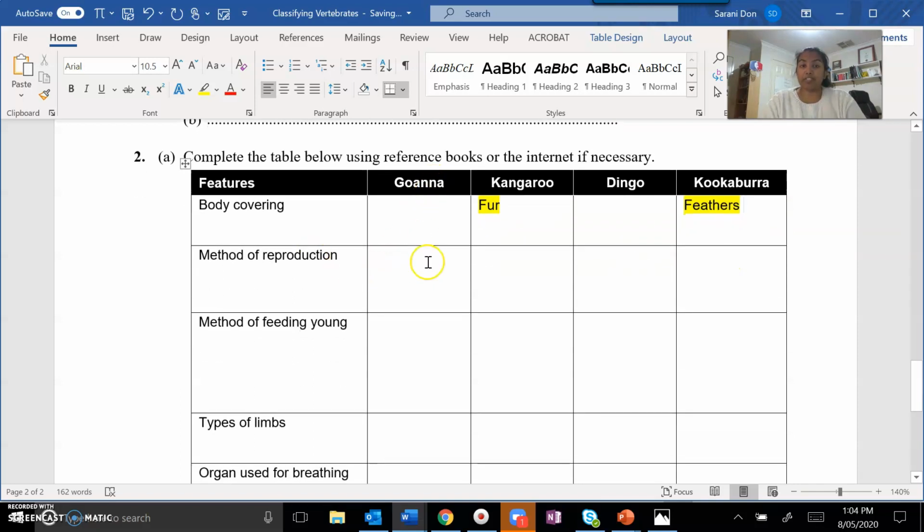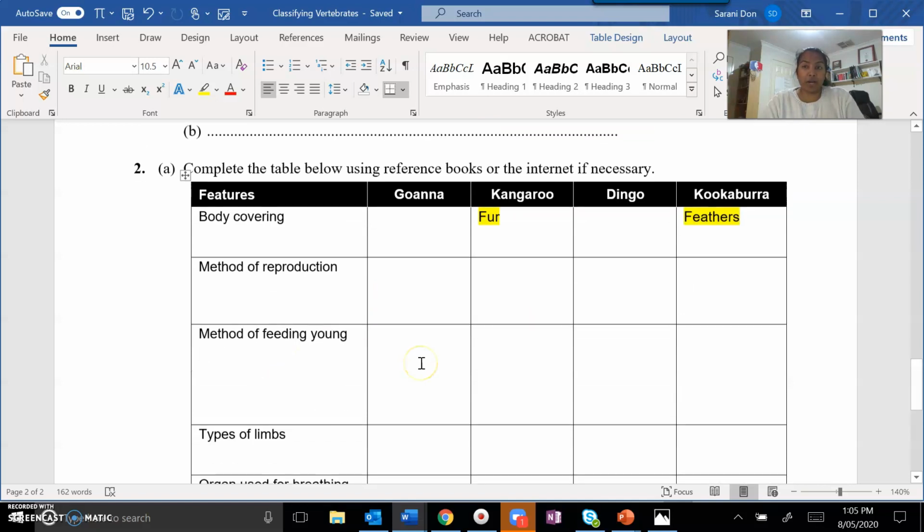Method of reproduction. So how do they reproduce? Do they lay eggs? Do they have a pouch? Any kind of information you find, you write it in here. Method of feeding the young. How do they feed the young? Do they provide them with milk? Do they not? How does the young survive? So don't just give me one word. These ones are fine for one word, but most of these, please provide at least a sentence or 2.